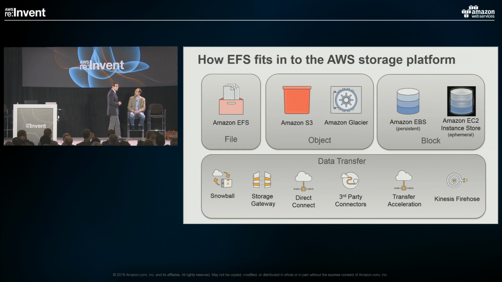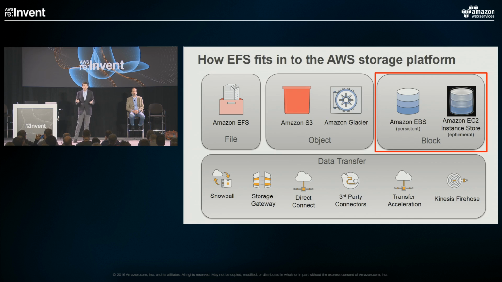Let me start by talking about AWS's storage offerings, its overall portfolio of storage products, and how EFS fits into that set of offerings. AWS offers three main types of storage: file, object, and block. Let me walk through each of those in turn.